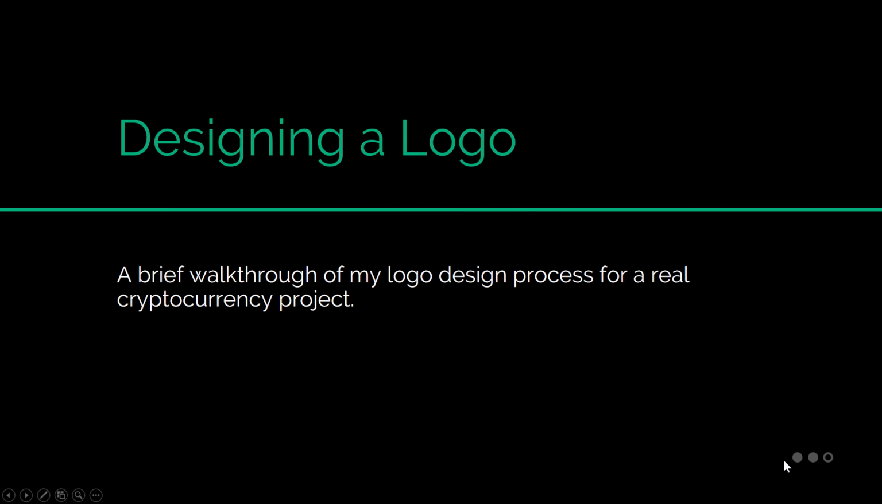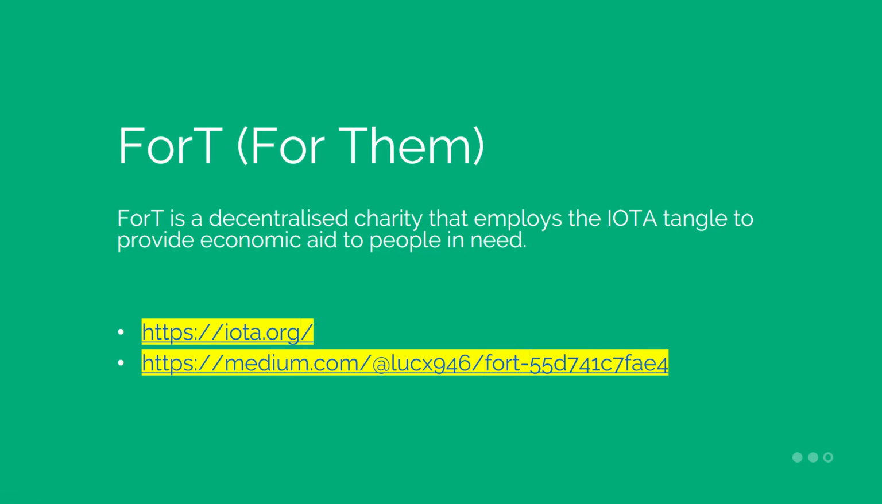So, what is this business? Well, I'm into cryptocurrencies like Bitcoin and IOTA, and I came across an individual who's launching a decentralized charity called Fort based on IOTA, which is a cryptocurrency. You don't really need to understand it, but if you want to learn more, you can check out this link here at iota.org. And Fort as a name is a play on for them, and Fort as a whole is being used to signify a shelter for the disadvantaged, for example. So a description of Fort as a charity and service is, it's a decentralized charity that employs the IOTA tangle.